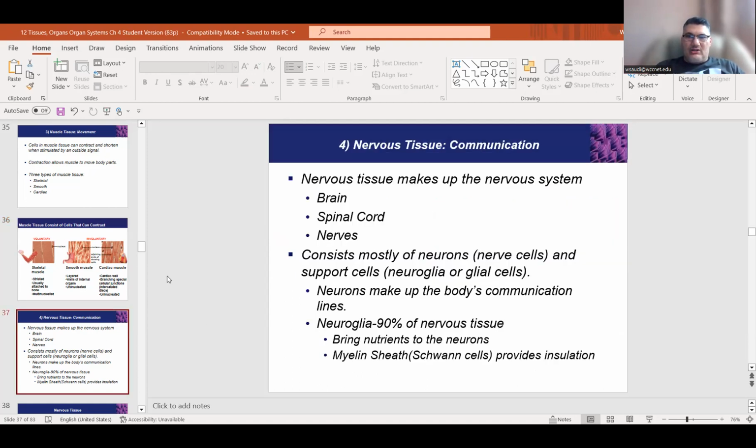Nervous system is the next one. Last one. Nervous system is basically your brain inside the skull, spinal cord inside the vertebral column, and the nerves that go in and out from those two. And there are two types of cells here. Nerve cells, these are the actual ones that make the actual communication.